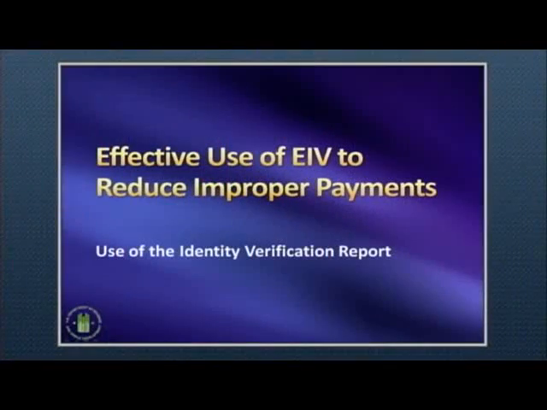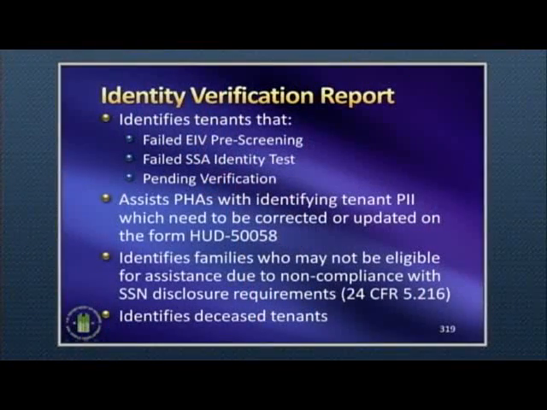It's so simple. Now, use of the identity verification report. As you know, my team has Operation City, correcting incorrect tenant identifiers, and we monitor the identity verification report, which basically is a report that identifies individuals who have failed the EIV pre-screening as well as failed SSA identity tests and/or are pending verification by SSA. This is a valuable report that will assist housing authorities in identifying tenant personal identifiable information which may need to be corrected or updated on the Form 50058.